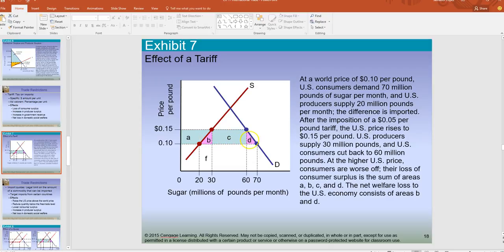Areas B and D are losses in consumer surplus that are not allocated to anybody. They are not given to the government and they are not given to the producers, or they are not transferred to the government or the producers. They are not transferred to anybody, and they are called net welfare losses. They're also called deadweight losses.